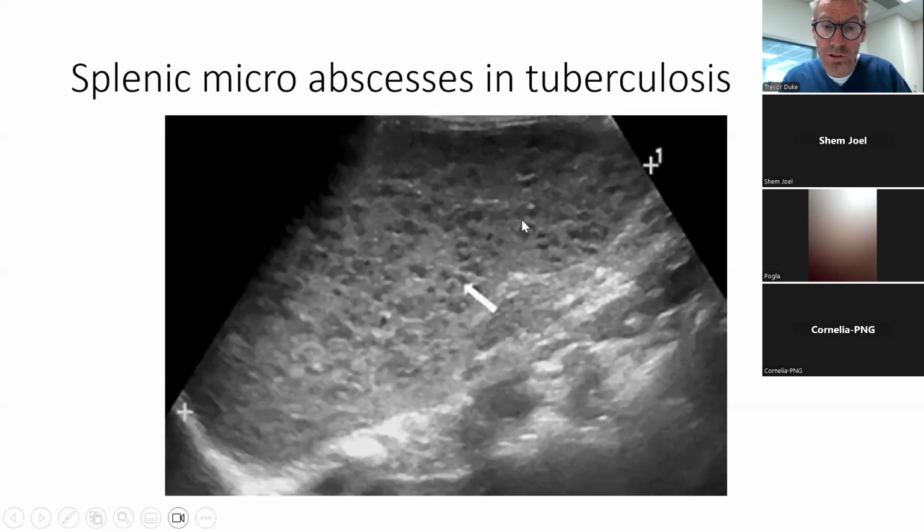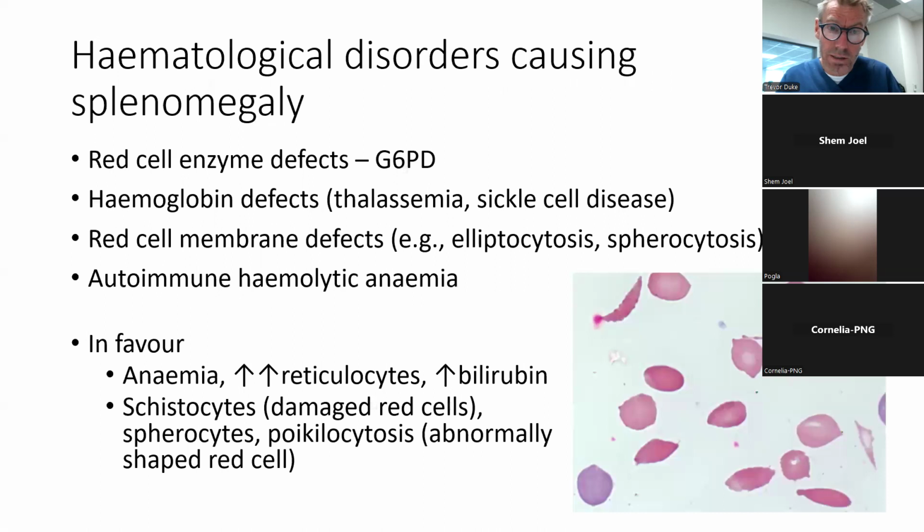These are microabscesses also in tuberculosis. You can see this is miliary TB, and there are microabscesses within the spleen. So again, if you get a child who you think has suspected tuberculosis, then do a spleen ultrasound, and you can sometimes see that.